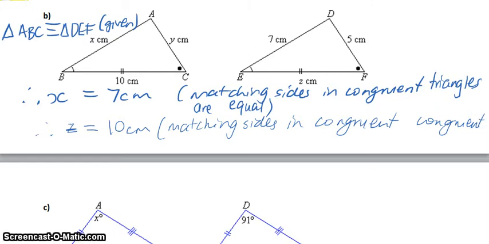Actually, it should be matching sides of congruent triangles, shouldn't it? Because the sides are on them, they're not in them, they're on them. Are equal. Okay, so that's how you do those two questions there.